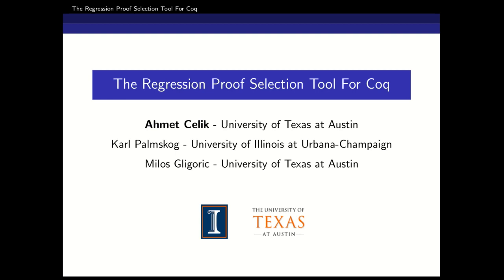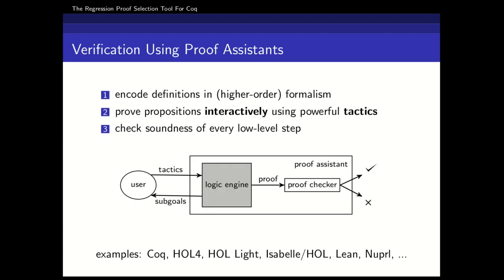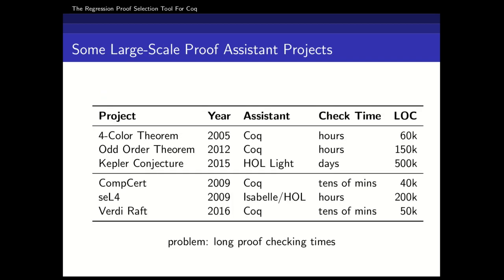Before I tell you about iCoq and regression proving, let me give you some background and context. This work concerns a particular flavor of verification using tools called proof assistants. Recently, there have been many large-scale projects that use proof assistants. The upper three projects are formalizations of mathematical theories, while the lower three are software verification projects.